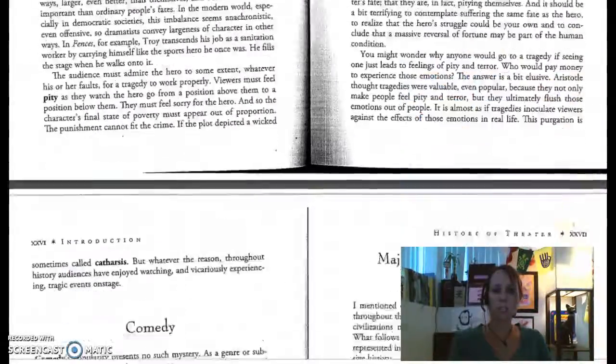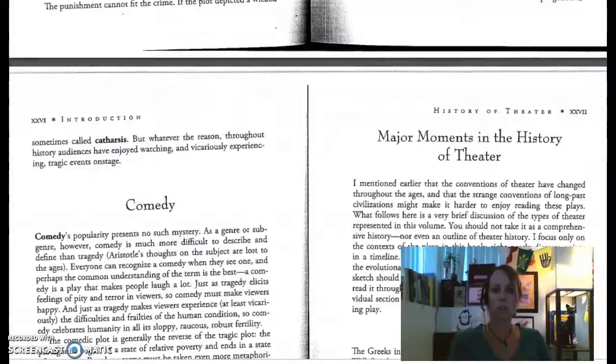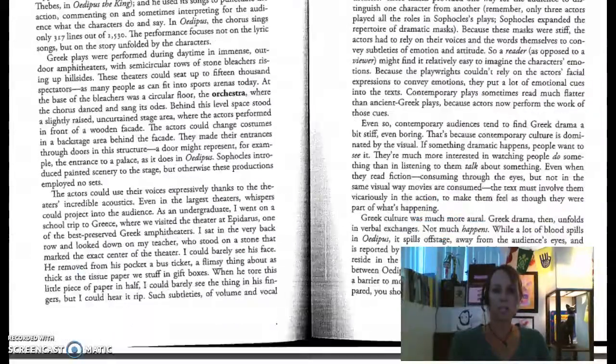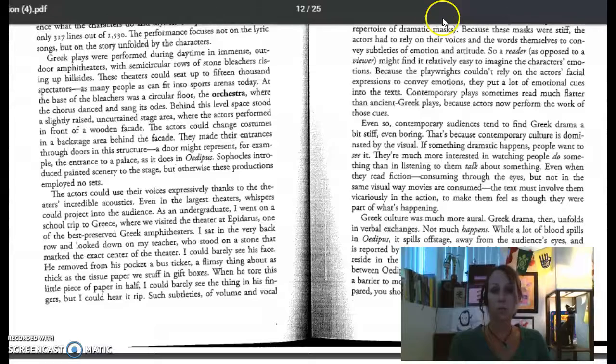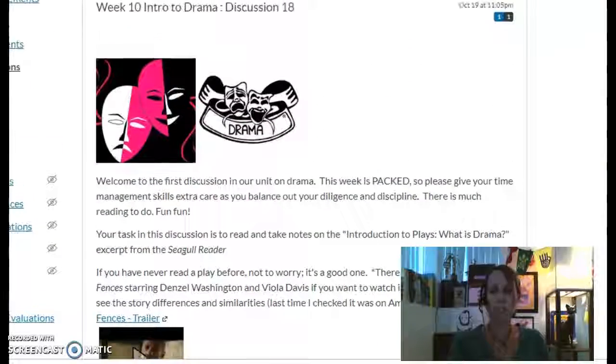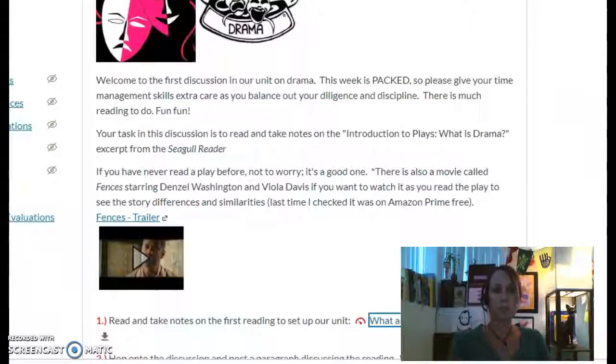So it goes over tragedy, it goes over the major moments in the history of theater, it goes over comedy, all good stuff. All probably familiar stuff that you've gone over in some capacity throughout your understanding of literature and English classes that you've had. So for this discussion, it's kind of a big discussion because it's the ushering of us into this new unit.